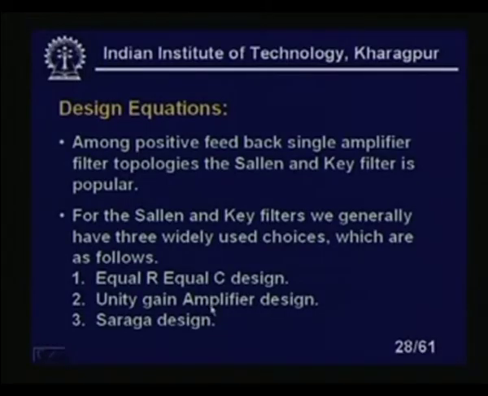In equal R equal C design, the sensitivities are extremely high, even though the element spread is very small: all the resistances are of equal value and all the capacitances are of the same value, but the sensitivity is very high. In the unity gain amplifier design, the element spread is extremely high, especially for low Q, but some of the sensitivities are identically 0.